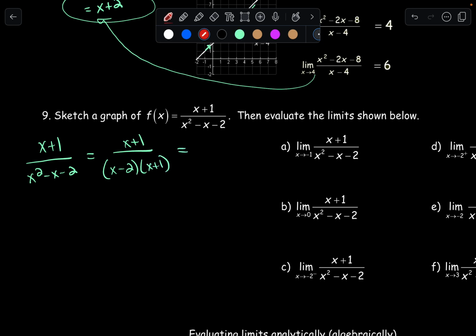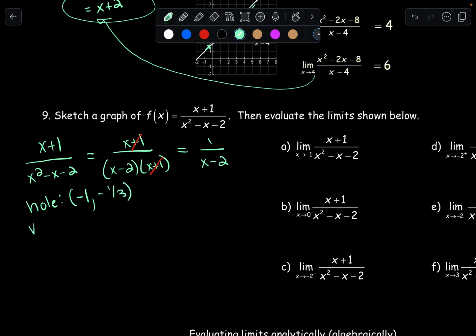And the x plus 1s will cancel out. So we're going to have a hole, and then we'll have 1 over (x minus 2). So a couple attributes we're going to see is that we have a hole at x equals 2. Not 2, it's at negative 1. Okay, so x equals negative 1. They might ask what the output is, or the limit, for the hole. So if I plug in negative 1 into the simplified form, I get negative 1/3.